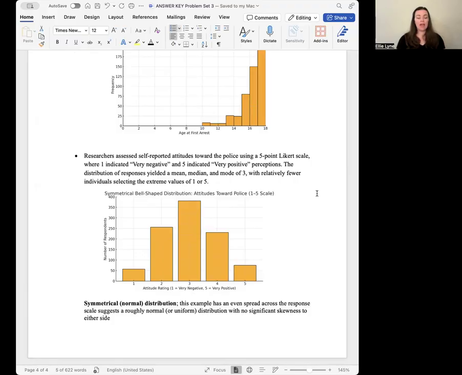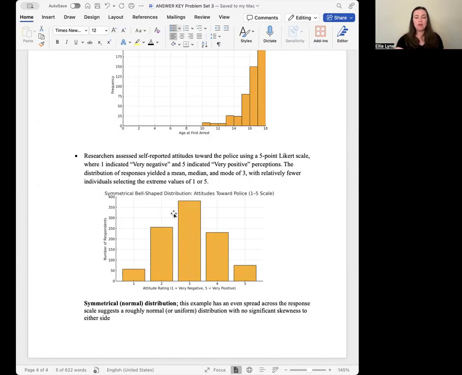Lastly, we have that last component here where it states that researchers assess self-reported attitudes towards the police using a 5-point Likert scale, where 1 indicated very negative and 5 indicated very positive in terms of our perceptions. The distribution of responses yielded a mean, median, and mode value of 3, with relatively fewer individuals selecting the extreme values of 1 or 5. And so if we were to plot this out, again, this is merely an example. I didn't actually conduct a study here with any samples or anything of that nature, but to think through what this distribution would look like.